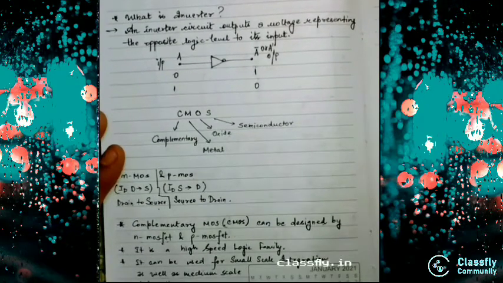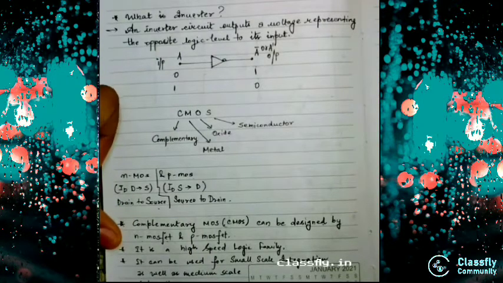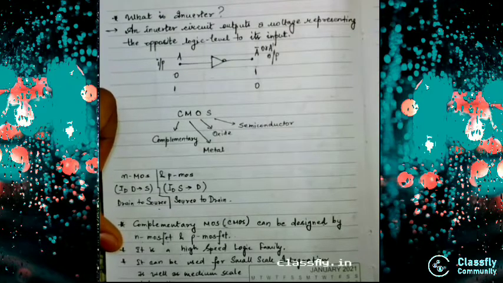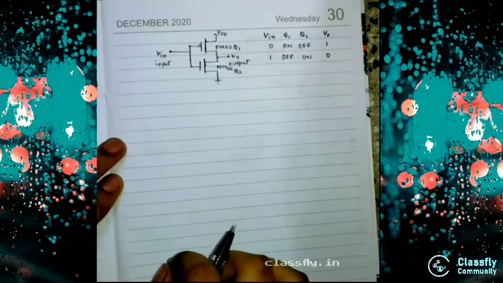Now, this CMOS is a very high speed logic family. It is a logic family with very high speed, and this CMOS can be used in small scale integration or in medium scale integration. So now let's move on and see how the circuit looks for the CMOS. Okay, this circuit looks like this.